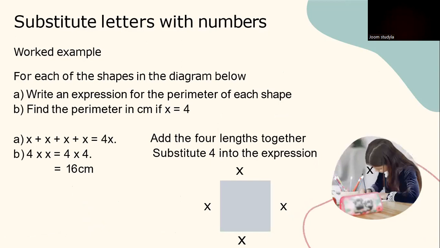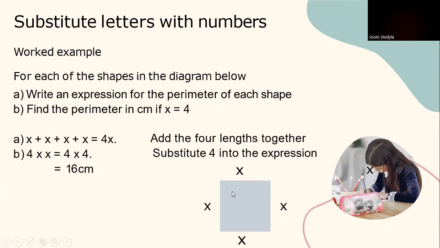And then substituting letters with numbers, the next example is in the form of a diagram. The question is, write an expression for the perimeter of each shape. And B, find the perimeter in centimeters if x is equal to 4. So you have this diagram. The diagram shows that each length is the same. So the value of the length is x.